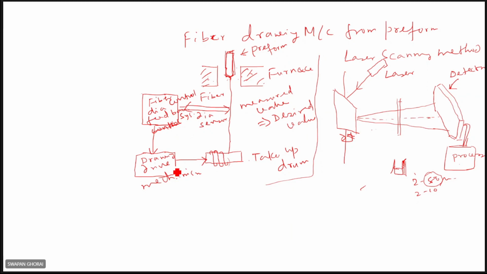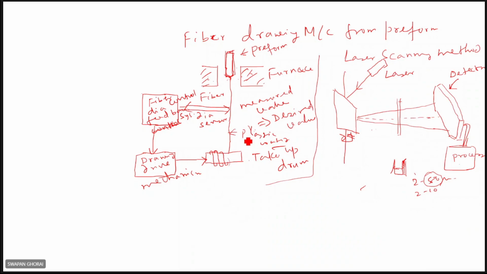So there is a feedback system here. The signal generated just after the diameter measurement is used to adjust the speed of the drum to get the desired diameter. The measured diameter should be equal to the desired diameter. That is the fiber drawing machine. After this, a plastic coating station is here. Plastic coating is provided, otherwise it will not be a flexible fiber.